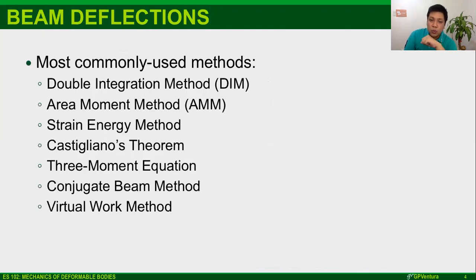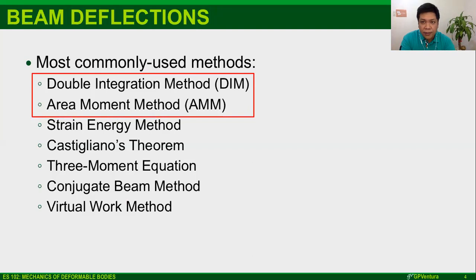So in ES 102, we will only be dealing with two of these most commonly used methods in solving beam deflections. For ES 102, we will be dealing with the double integration method and the area moment method, but with emphasis on DIM or the double integration method. The rest of these methods over here will be discussed in your succeeding structural engineering course, which is CE 18.